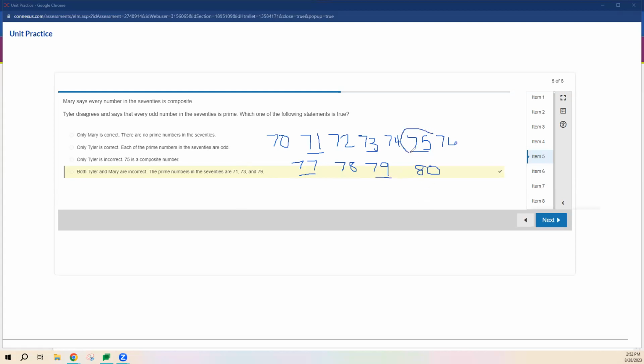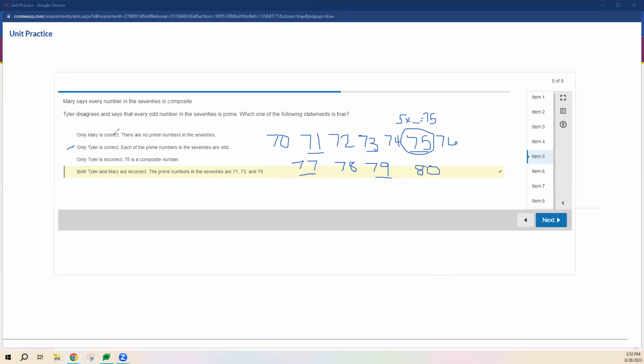What do I know about numbers divisible by 5? They all end in a 5 or a 0. All numbers divisible by 5 end in a 5 or a 0. So this number, I could do 5 times something to get 75 because it ends in a 5. Every number that ends in a 5 has 5 as a factor, every single one. So that means that Tyler is not correct.